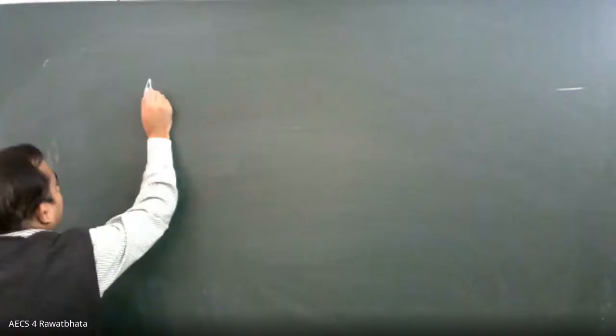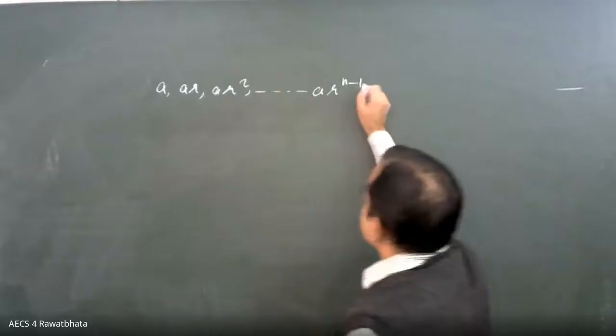Show that the products of the corresponding terms of the sequence a, ar, ar square, dot, ar to the power n minus 1, and A, AR, AR square, capitals, form a GP and find the common ratio.